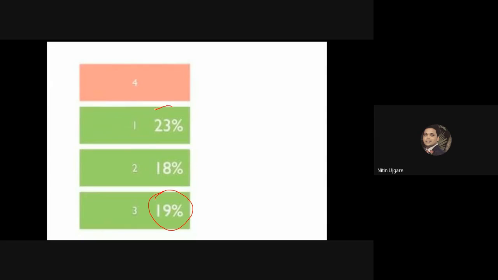So the error rate for the first iteration of the 1NN, one nearest neighbor machine learning algorithm, is 23%. For the second fold, when we used it as test data, we got an error rate of 18%. And when we kept the third fold aside for testing, we got an error rate of 19%.